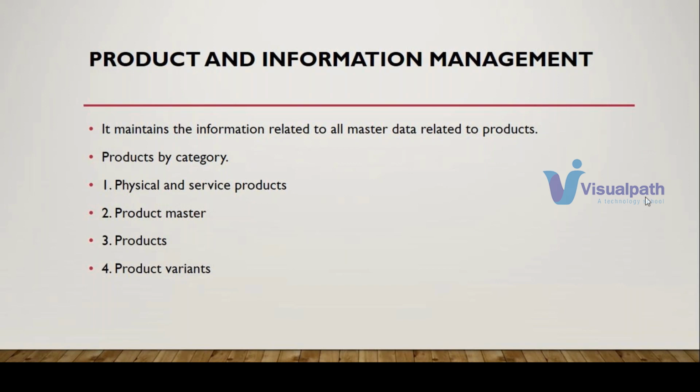For example, a laptop is a physical product, a pot is a physical product, a table is a physical product, a fan is a physical product, because you can touch and feel them.